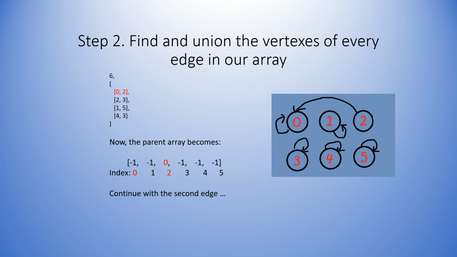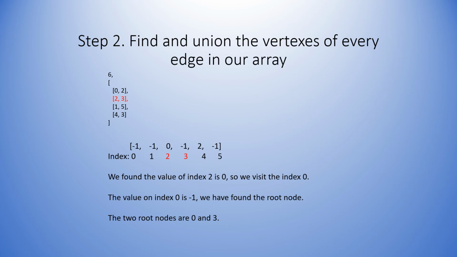Let's continue with the second edge. To find the root node of 2, we just find the index 2 on the parent array. The parent of node 2 is node 0. Then we need to go to node 0 to see who its parent node is. The value of node 0 is -1. So node 0 is a root node. The value of node 3 is also -1. So node 3 is also a root node.